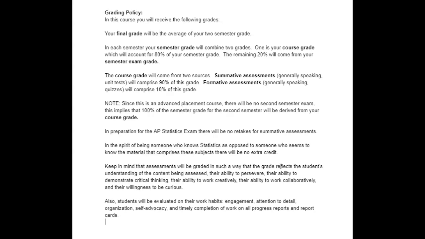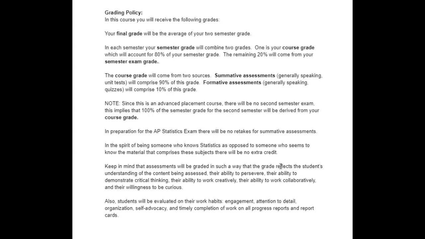Assessments will be graded in such a way that they reflect your understanding of the content being assessed, your ability to persevere, to demonstrate critical thinking, to work creatively and collaboratively, and your willingness to be curious. So these are things that, when I do the report card and I write my comments, I will be addressing: perseverance, critical thinking, creativity, collaboration, and curiosity.